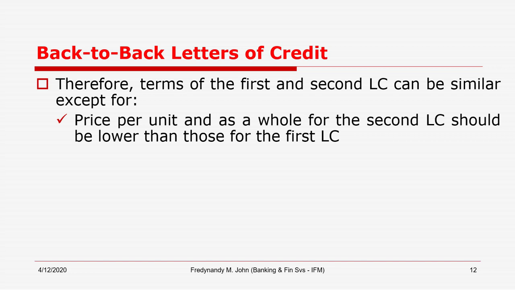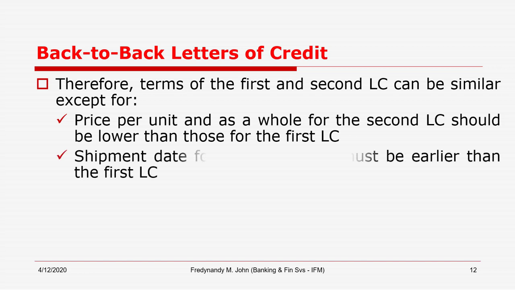So the terms of the second letter of credit, that will be opened on the strength of the original letter of credit, will be the same except for the price per unit of the consignment in question, and the date of shipment. Remember, here you do not want the beneficiary to delay shipping the goods simply because the original letter of credit will expire. That being the reason, you'll want the back-to-back letter of credit to mature or expire earlier than the original letter of credit.